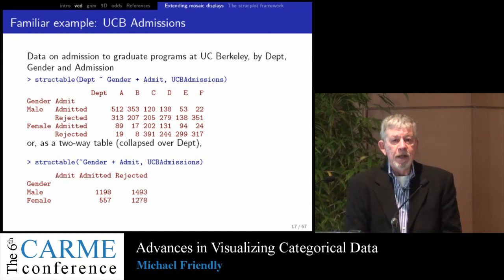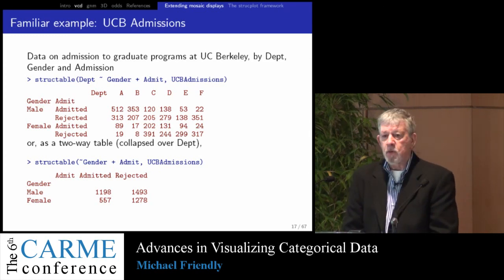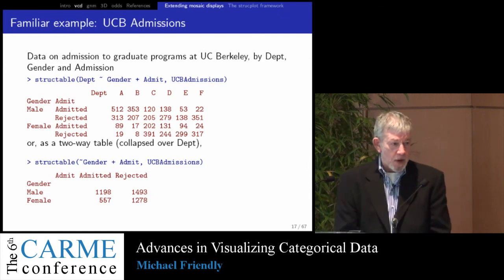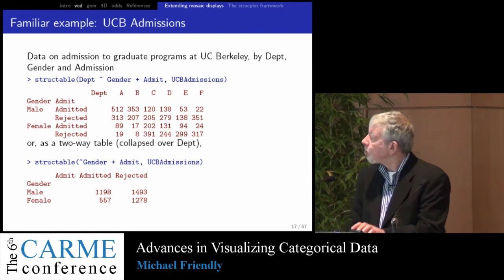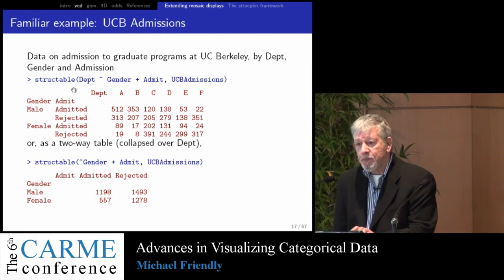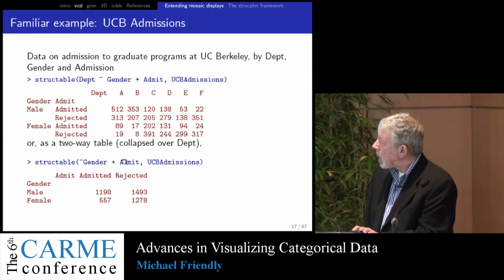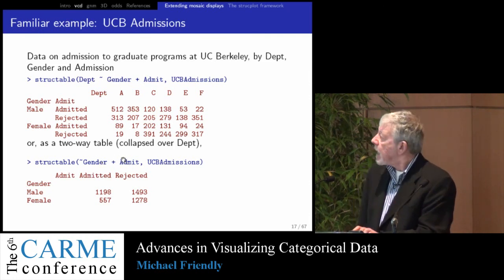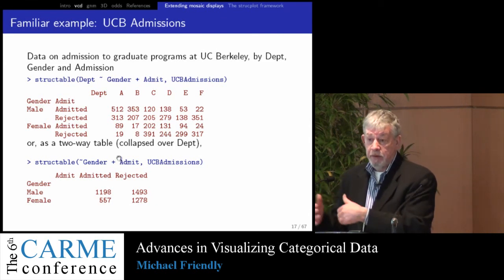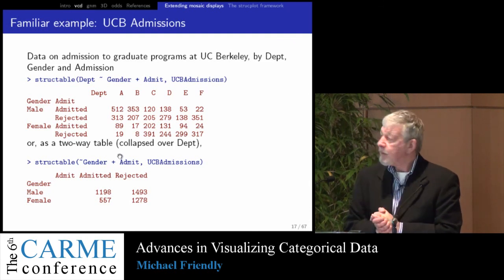So let me begin with a trite, hopefully familiar data set on admission to graduate programs at University of California, Berkeley, classified by gender, admission status, and the department to which people applied. I'll just point out that this is a tabular display, uses a model formula, and if we simply omit one variable from the table, automatically we get the collapsed marginal table over that. So at the bottom is the marginal table of admission by gender.